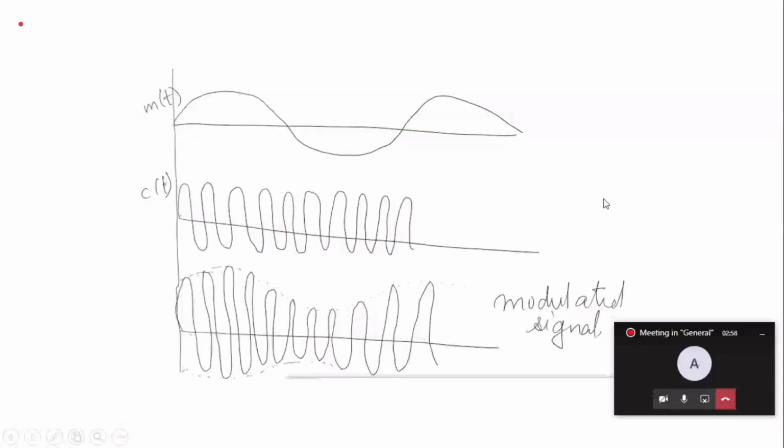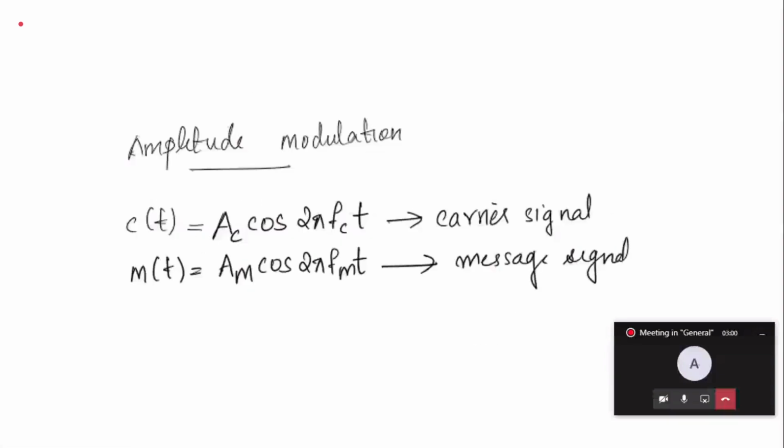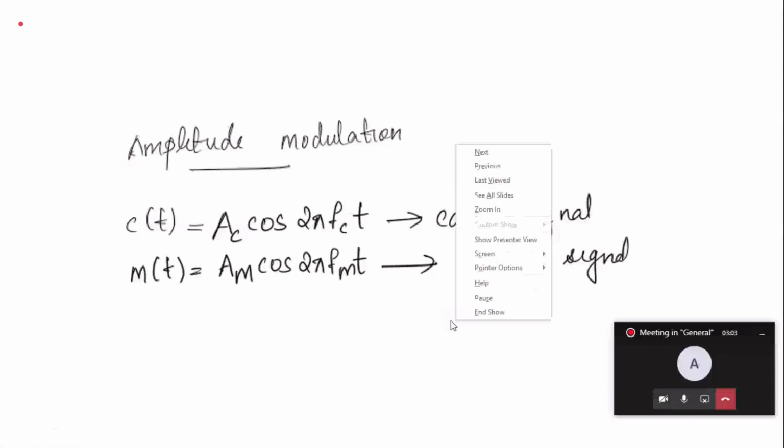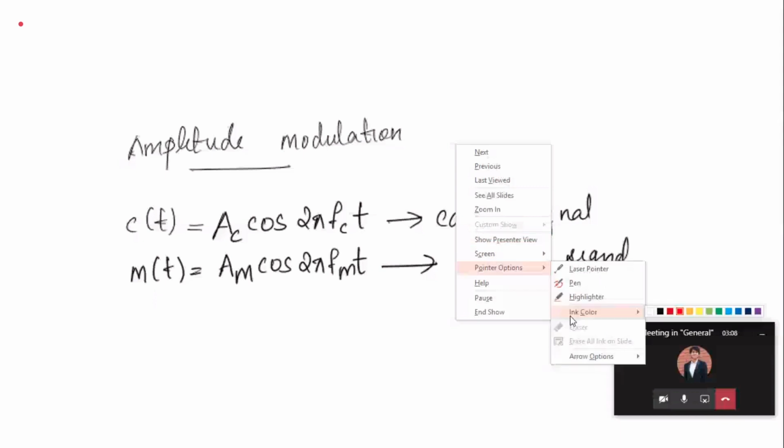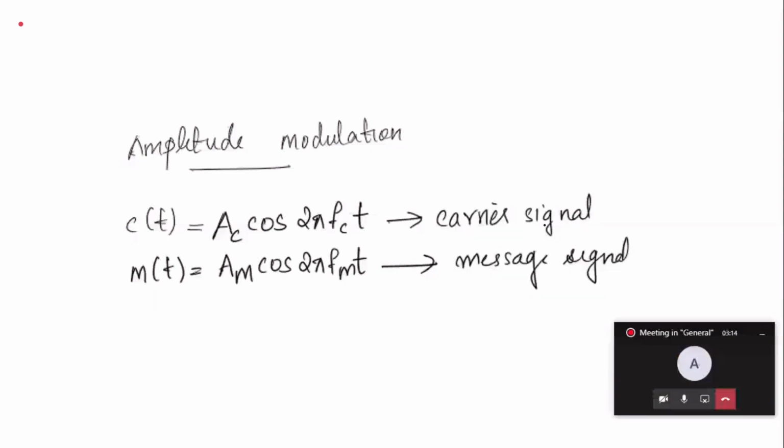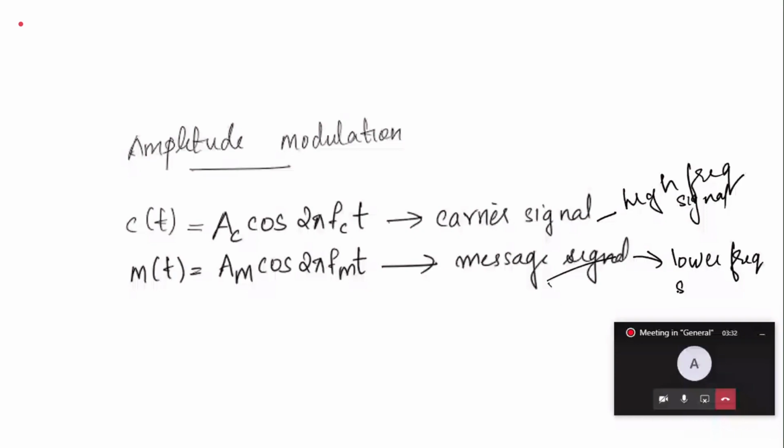This is a carrier signal. Carrier signal, which is a high frequency signal. So Ac cos 2 pi fc t is a carrier signal, that means a high frequency signal. And this is a modulating signal, which is a message signal, and that will be a lower frequency signal. Usually this fc will be very much greater than fm.